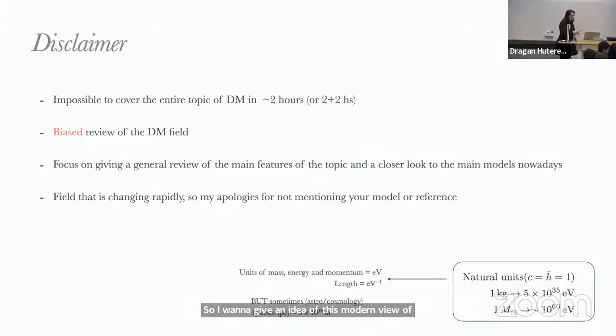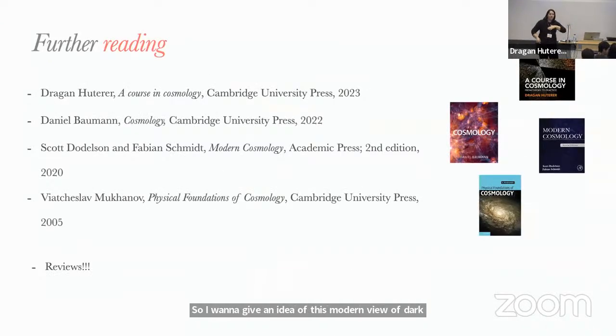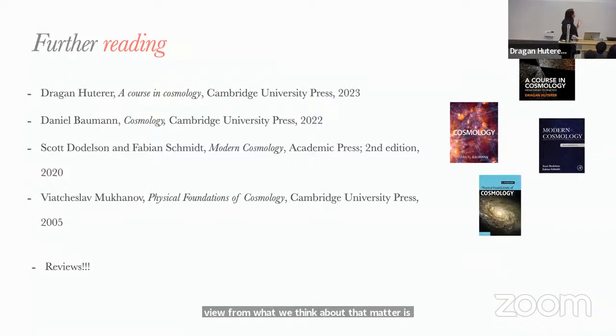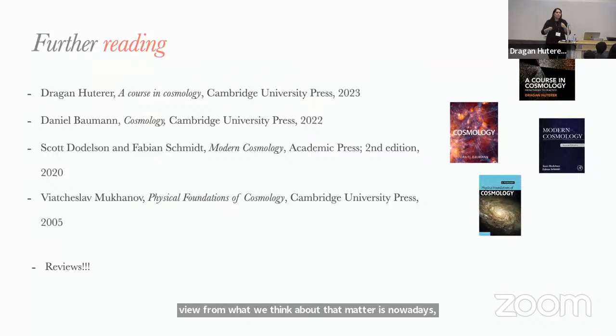Again, quite biased. So there's a lot of literature that you can read. So here I put the main textbooks. I'd say the main textbooks will give you a general view of dark matter. And the newest ones, like Dragons, really give a fresh view of what we think about dark matter nowadays, but also reviews. And I'm going to be citing reviews throughout the talk so you can see which review for each model or mechanism you want to check.